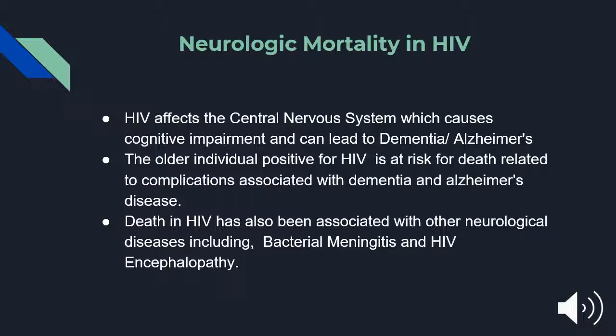Neurologic mortality in HIV. HIV affects the central nervous system, which causes cognitive impairment and can lead to dementia. The older individual positive with HIV is at risk for death related to complications associated with dementia and Alzheimer's. Death in HIV has also been associated with other neurological impairments, including bacterial meningitis and HIV encephalopathy.